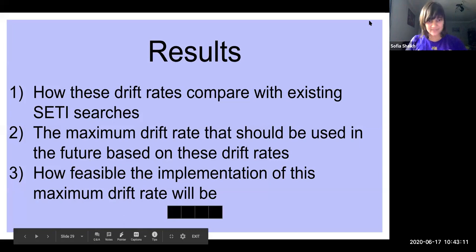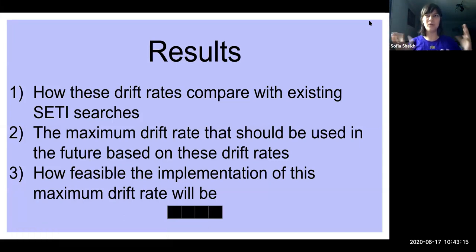So that's where all the analysis went: looking into those databases, finding the most extreme objects, maximizing for drift rate, and then doing these theoretical calculations of how high the drift rate could get. So how does that compare with what we have been doing in the field?